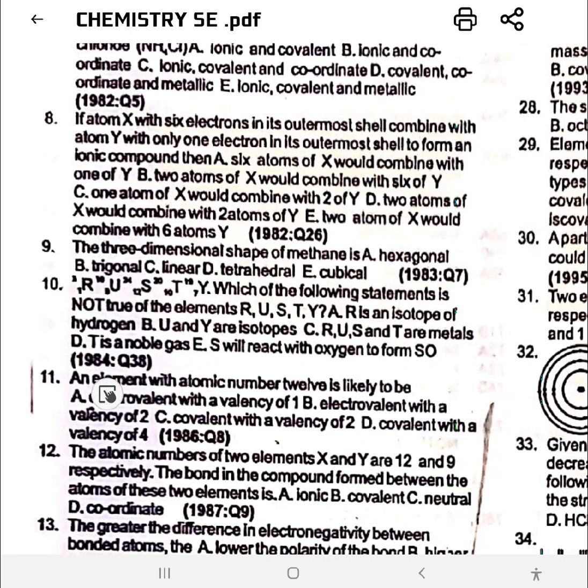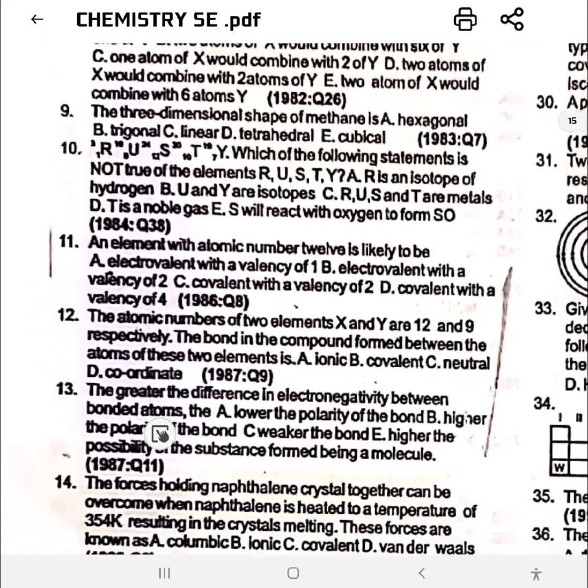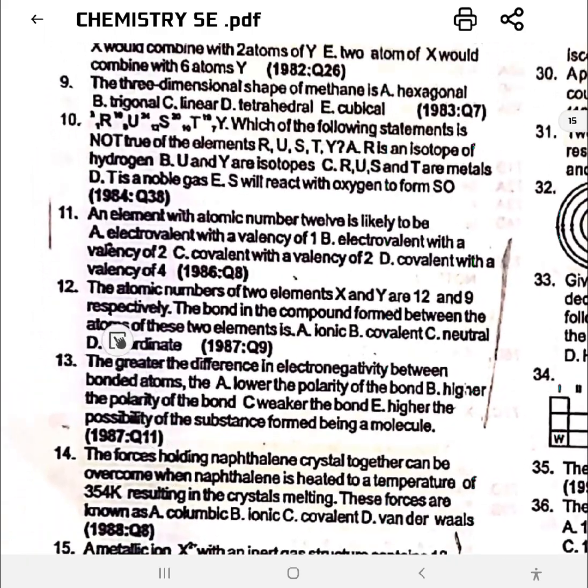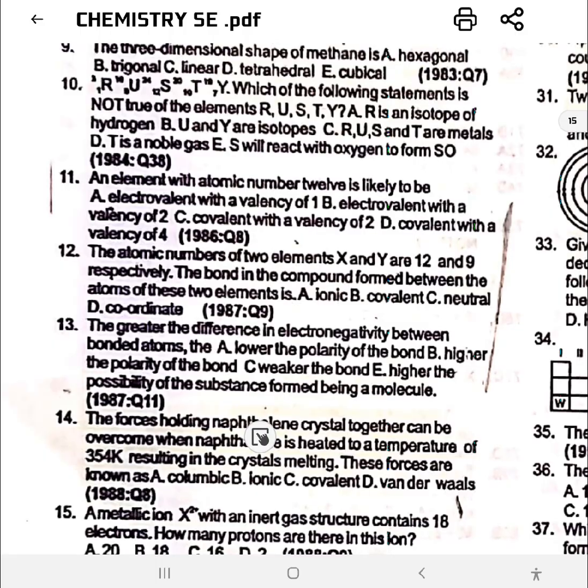Question 11. An element with atomic number 12 is likely to be electrovalent with valency of 2. Option B. That's 11. 12. The atomic numbers of two elements X and Y are 12 and 9 respectively. The bond in the compound formed between atoms of these two elements is ionic, option A. 13. The greater the difference in electronegativity between bonded atoms, the higher the polarity of the bond. 13 is option B.